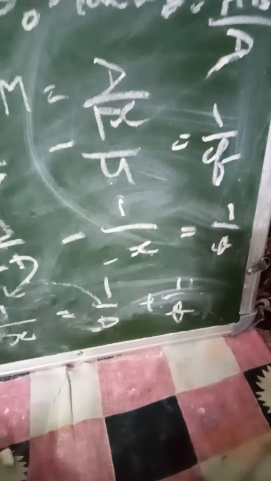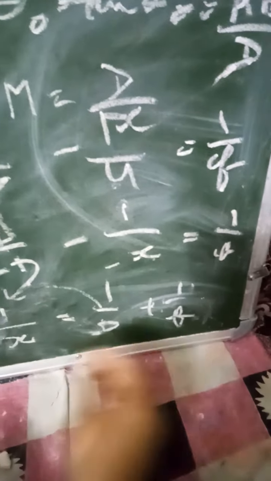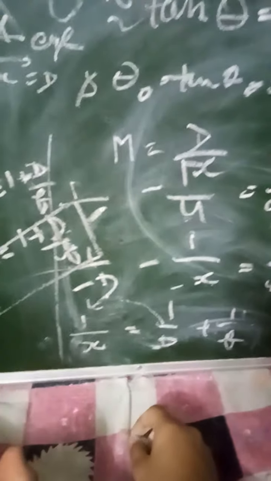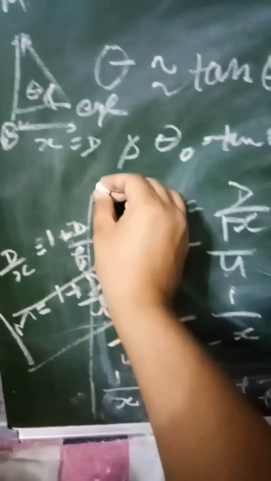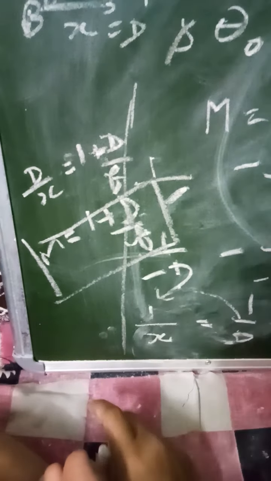We also have to discuss the second case, when we place the object very close to the focal point and the image will be formed at infinity. I have done it in a rough way. You will see M equal to 1 plus D by F.